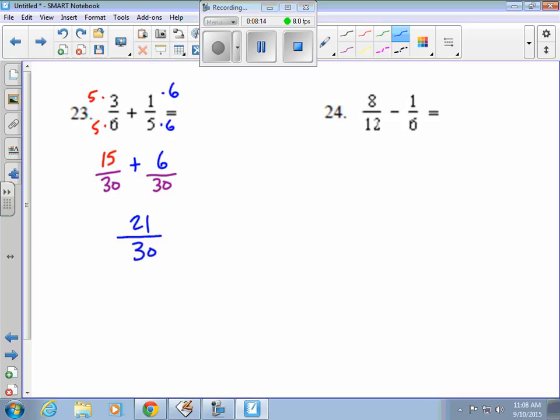Now the number 3 goes into both of these. 3 goes into 21 7 times and into 30 10 times. So your simplified version of this one would be 7 over 10.